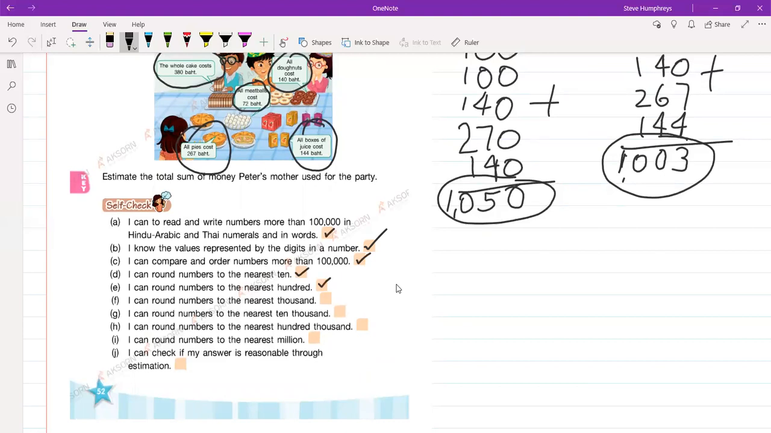Can round numbers to the nearest 100, can round numbers to the nearest 1,000, can round numbers to the nearest 10,000, I can round numbers to the nearest 100,000, I can round numbers to the nearest million. I can check if my answer is reasonable through estimation. Okay, if you can do all those, tick all the boxes. Okay, students, well done. That's the end of Unit 1.